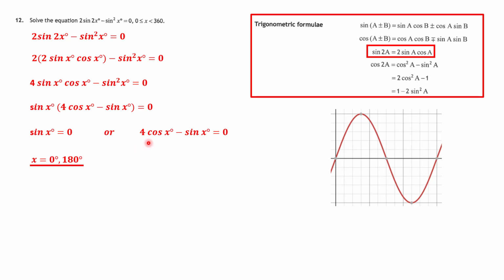Now to solve this part here, we could just take the sine x over to the other side and get 4 cosine x equals sine x. Now we know that sine x divided by cosine x is tan, so the next step is to divide both sides by cosine x. So we get 4 cosine x over cosine x equals sine x over cosine x. Here the cosine x values cancel, and we get 4 equals tan x. And all we need to do now is to solve that. So we can say x will be the inverse tan of 4.